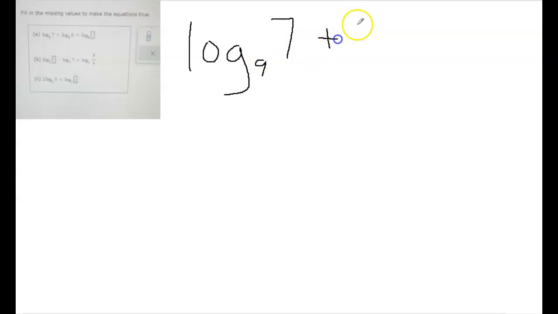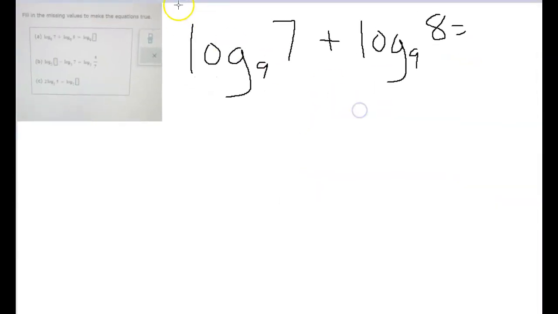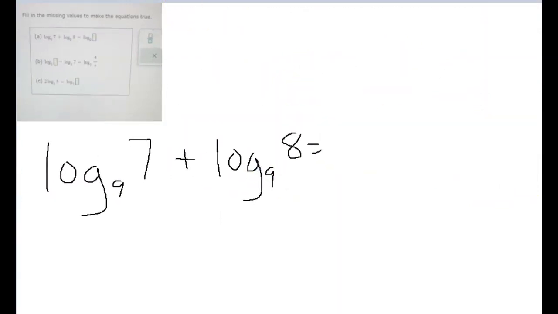This problem is all about the rules of logarithms, just some properties logarithms have. For A, these are both log base 9. So log base 9 of 7, and you add it to another log base 9, and it's saying that's going to equal another log base 9. And here's our question mark. What would that be equal to?